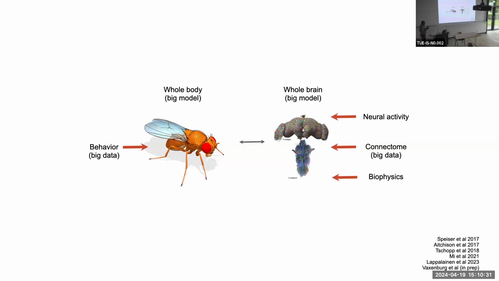And so with these in hand, I hope it's not too crazy to imagine building simulations like this. And with that, I'll thank you and take questions.